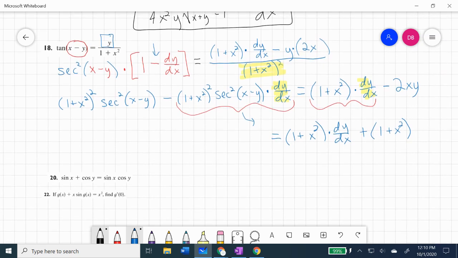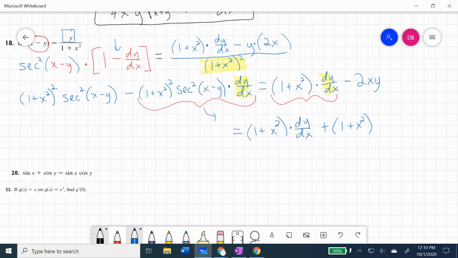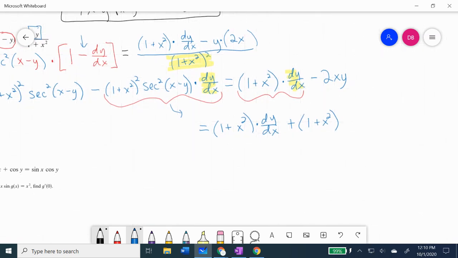I'm trying to make sure I'm not messing this up. Okay. I got a 1 plus x squared and a 1 plus x squared squared, and I need to not mix them. Hopefully I have not done that already. I am trying to be very, very careful with my steps.